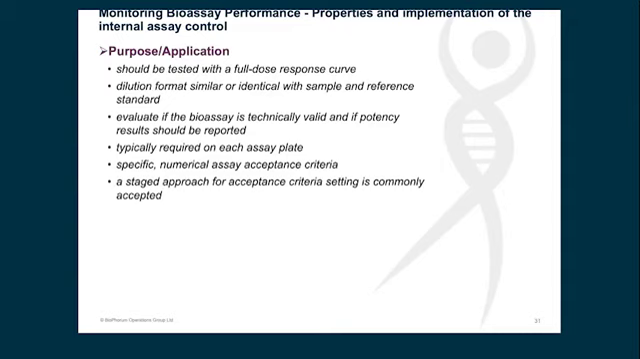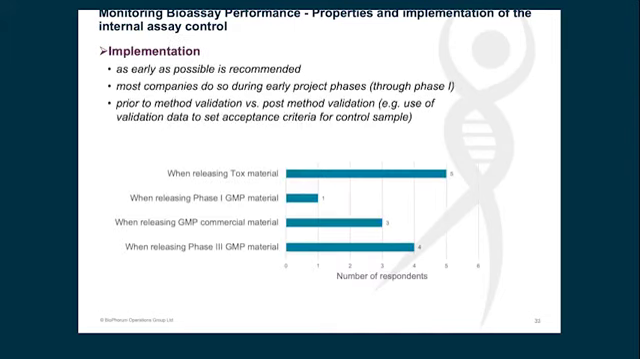A staged approach for acceptance criteria setting is commonly accepted, and an acceptance criteria range is assigned using a statistically appropriate method to define the range and is based on a suitable sample size. Next slide, please.